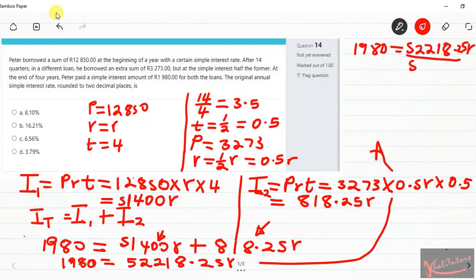So now to determine R, we're simply gonna divide both sides by the coefficient of R here. This is 52,218.25. We're dividing both sides, and even here we're dividing by the same value, 52,218.25. Then R is on this side, so this will cancel this, and then we are only left with 1,980 divided by 52,218.25.